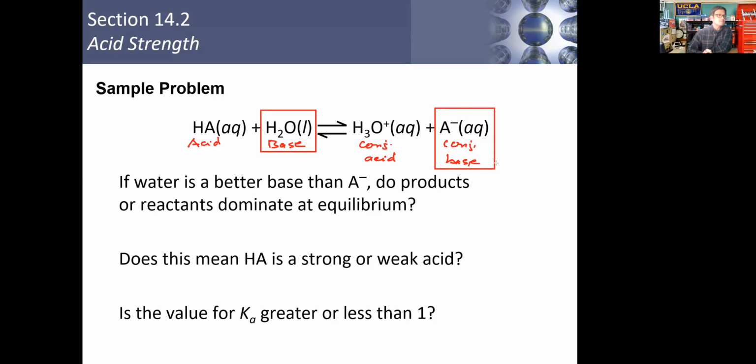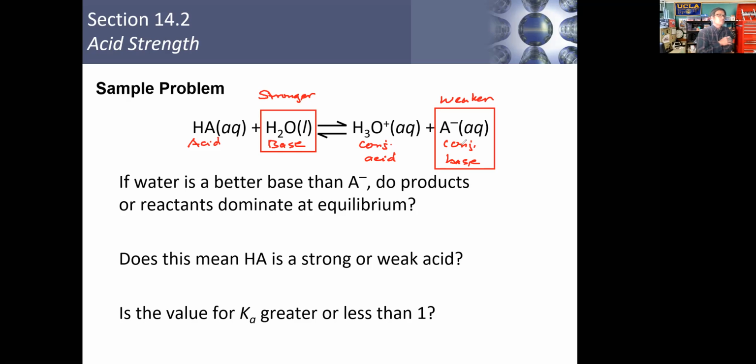So they say that water is a better base than the anion. That means water is the stronger base. This is stronger, and this base is weaker. That is what they are telling us in this particular part. So water is a better base; it's a stronger base than the conjugate base here, the anion.